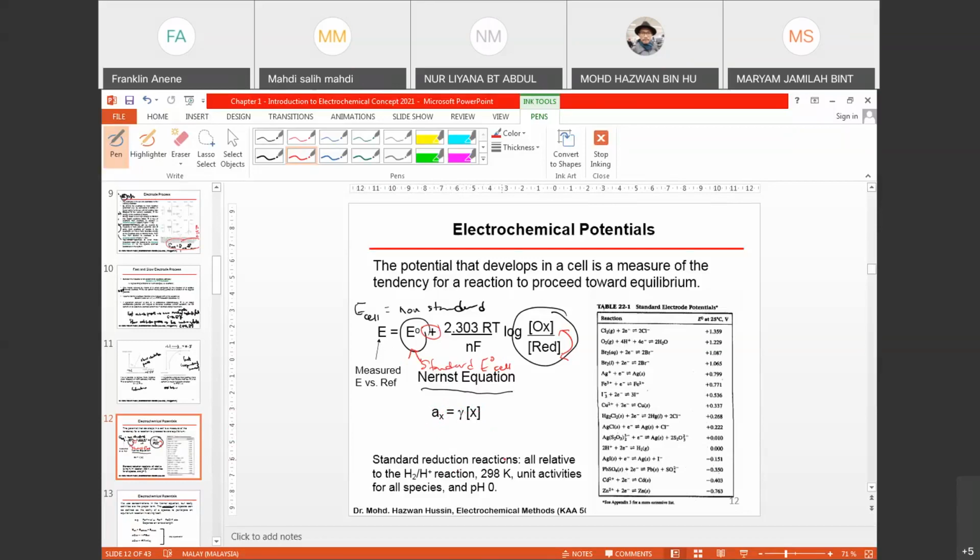So standard reduction reaction for all relative to hydrogen reaction, okay, at 298 Kelvin, so 298 is actually equals to 25 degrees C, with unit species and pH equals to 0. So you know that when you look at this condition, it is considered as non-standard condition as of the temperature and also the pH.